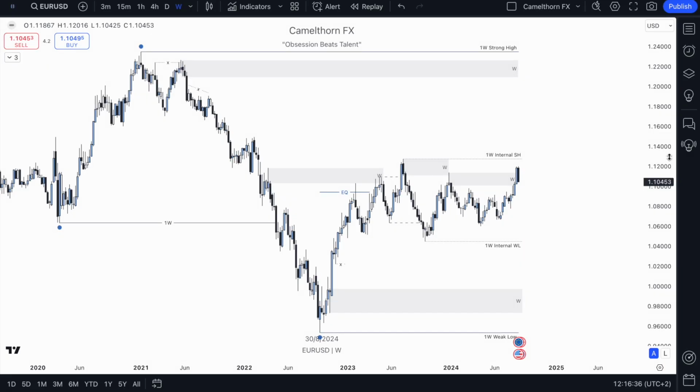Now, this video is going to serve as my outlook for EUR/USD for the month of September 2024. The main purpose of this video is to show you guys how I go about establishing a directional bias and then how I identify potentially high probability areas to trade from based off of that directional bias.